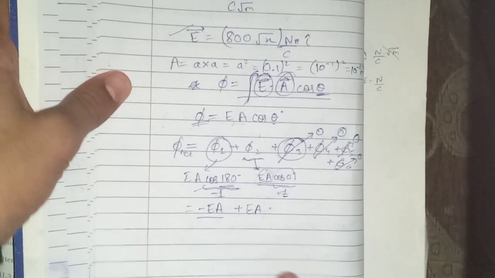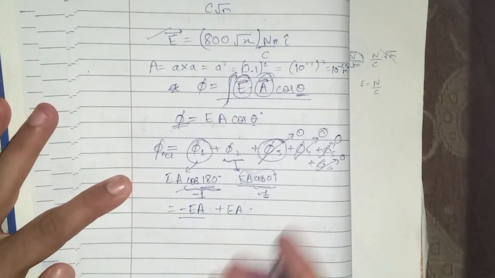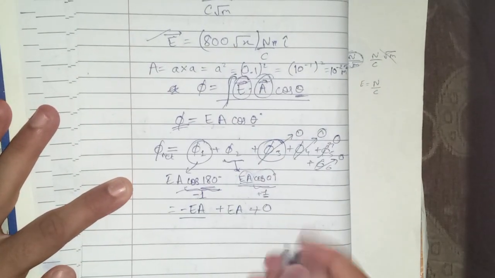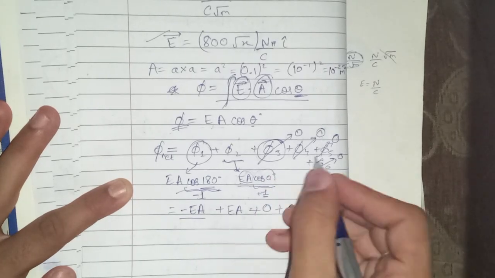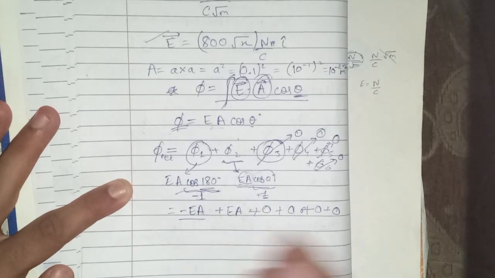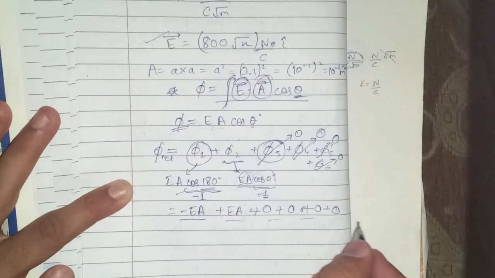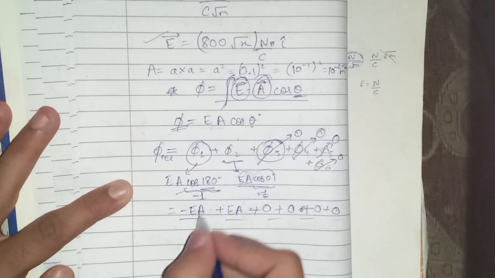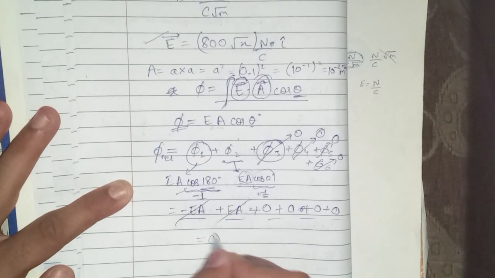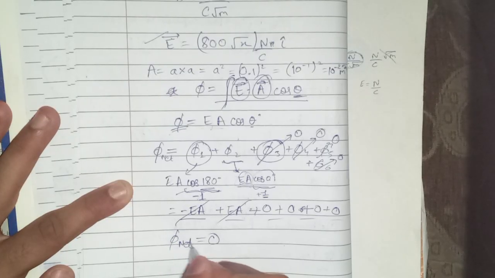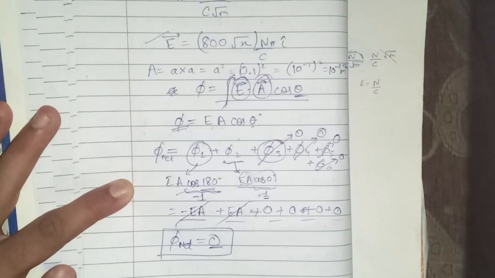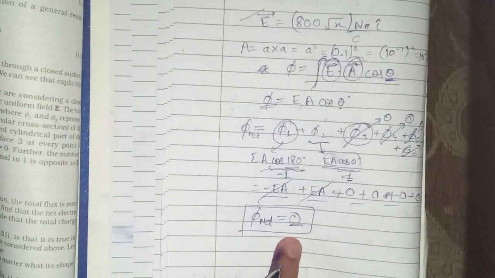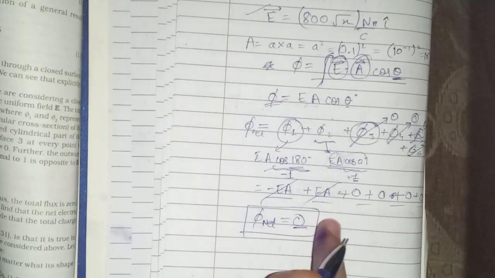So finally, we don't need to add the zeros, just rewrite. Let's write it: 0 0 0 0, four zeros, total 6 surfaces. So even this gets cancelled, and we get the final net flux as 0. Just don't write units for 0 values. And yes, here is the net flux, 0.